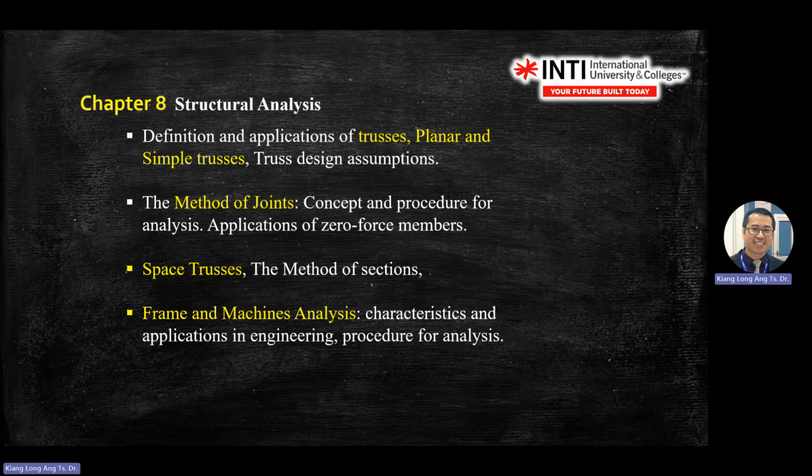This chapter will be on the application of all the force equals 0, all the moment equals 0. This is called equation of equilibrium. Later, you'll see different kinds of shapes. You call it truss. Truss is a structure support. Then we'll use method of joints to solve the problems, and then the rest follows. So this chapter, we focus on method of joints.